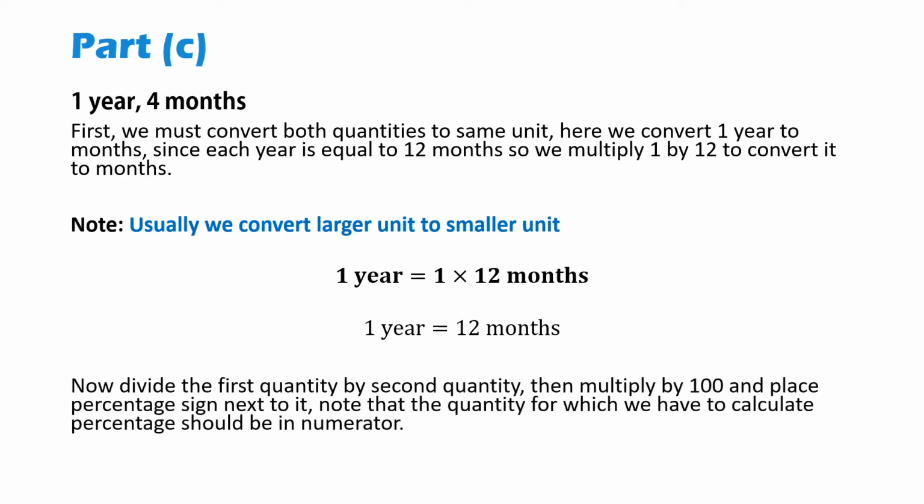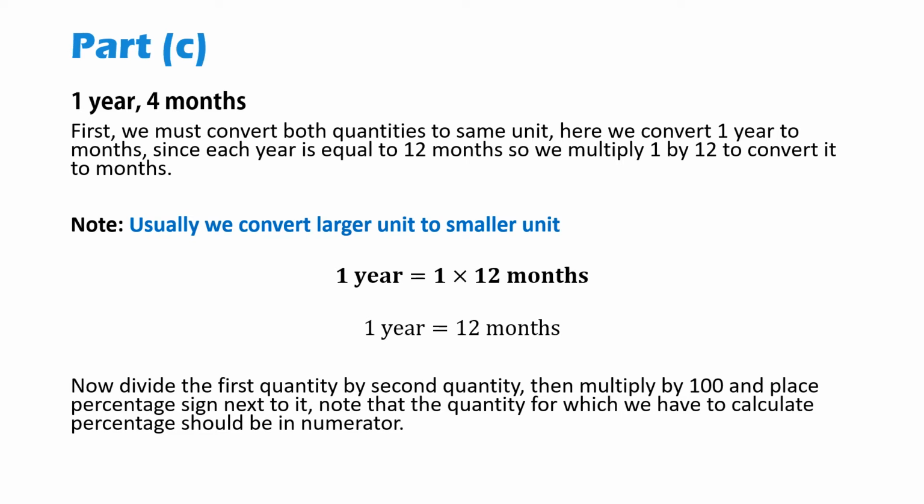Part C. Express 1 year as a percentage of 4 months. First, we must convert both quantities to the same unit. Here we convert 1 year to months, since each year is equal to 12 months, so we multiply 1 by 12 to convert it to months. So we have 1 year equals 12 months.